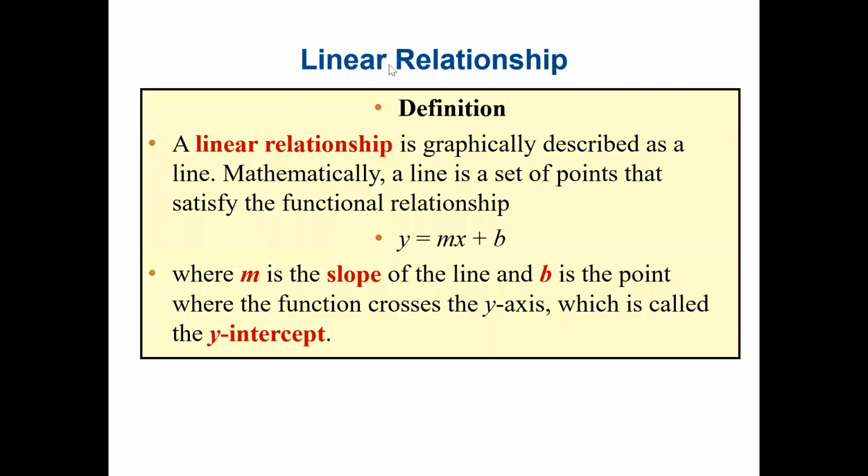So let's start with the linear relationship definition. Here we say a linear relationship is graphically described as a line, or mathematically a line is a set of points that satisfy the functional relationship y = mx + b. Again, we learned this in college algebra, where m is the slope, x will be our independent variable, b will be our y-intercept. Y-intercept means the value of y when x equals 0. So here we say m is the slope of the line, b is the point where the function crosses the y-axis. Also, it's called the y-intercept.